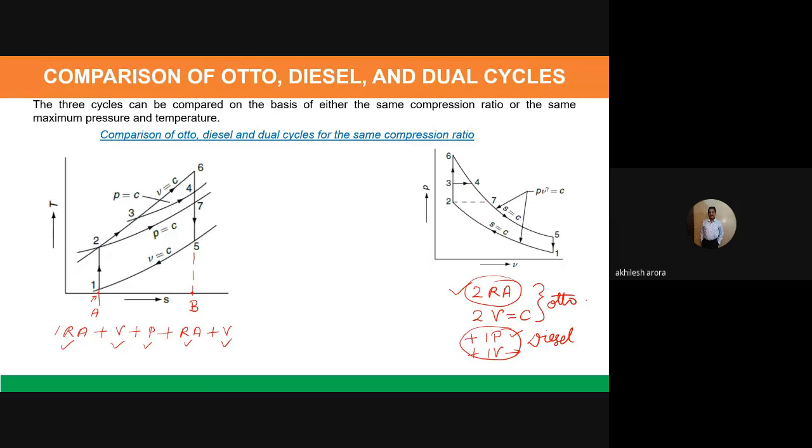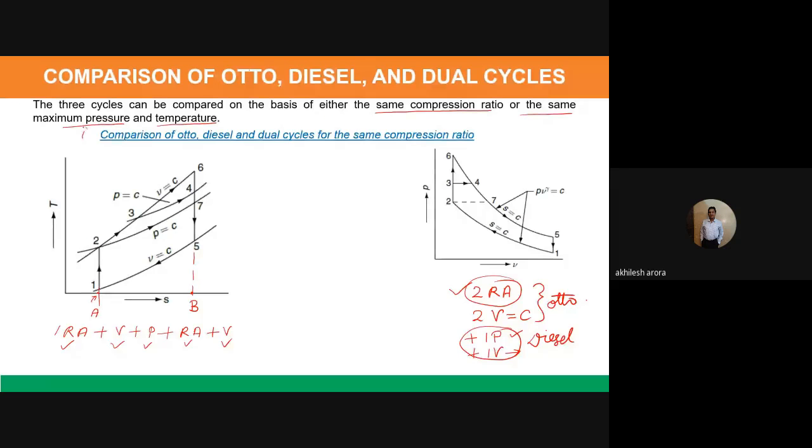Now, when I say I have to compare these Otto, diesel, and dual cycles, I should have some common parameter with respect to which I can compare these three cycles. Those parameters could be, the first one, the same compression ratio, or it could be the same maximum pressure and temperature.